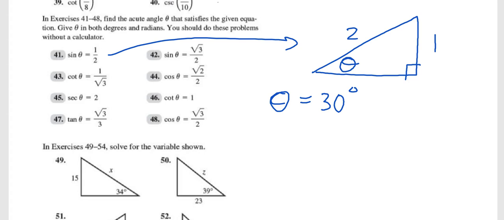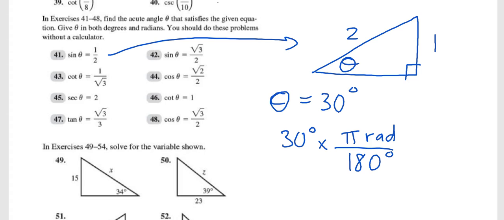Now, we want it in radians also. So how do we do that? Let's see, 30, we're going to multiply by pi radians over 180 degrees, right? The degree units cancel out, right?